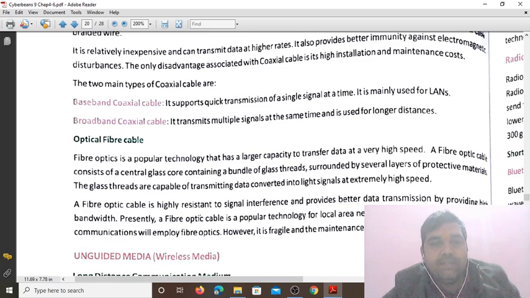A fiber optic cable is highly resistant to signal interference. Here the chance of distortion of the signal is very low, and the mixing of noise with the signal is very low. It provides better data transmission by providing high bandwidth. Presently, fiber optic cable is a popular technology for LAN networks, but in the future almost all communications will employ fiber optics. The disadvantage is that it is very fragile and the maintenance cost of this optical fiber cable is very high.